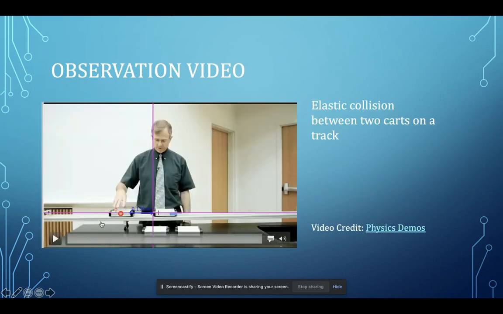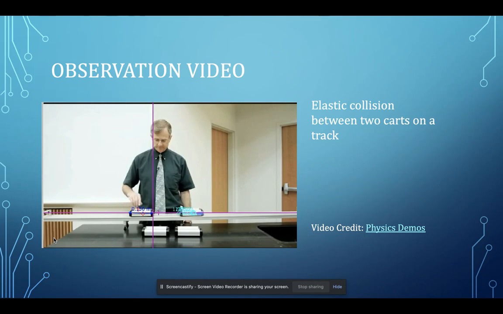So this is our observation video in Tracker. It's just an elastic collision between 2 carts on a track. This was just a video that I found on YouTube from a YouTube channel called Physics Demos. So thank you to them for this.